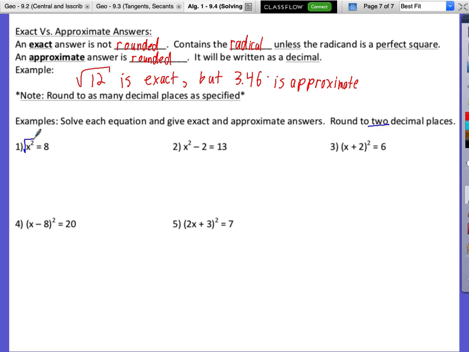We still do this on paper. We are not picking up the calculators yet. We take the square root of both sides once that square term is by itself. And what is the square root of x squared? X. Is 8 a perfect square? No. So we write x is equal to positive or negative square root of 8. It's not a perfect square, so we're going to write that at first.